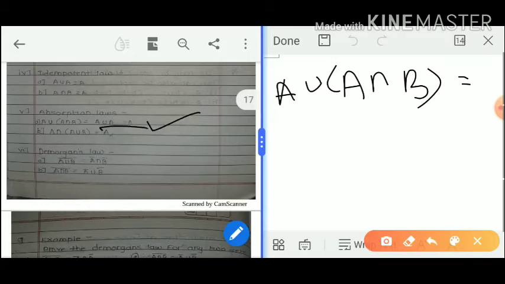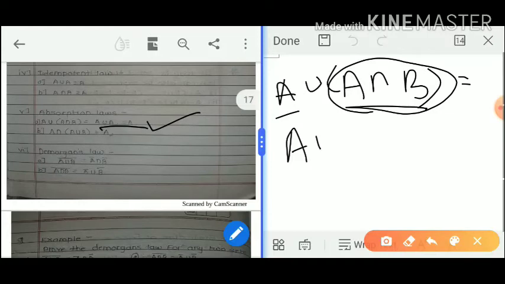Okay, so here suppose A intersection B, and so A intersection B union A. Suppose here we consider A intersection B. We can write these statements as A union A, common elements in both sets. So that time the answer is A.